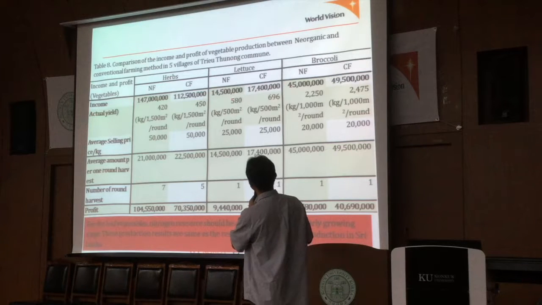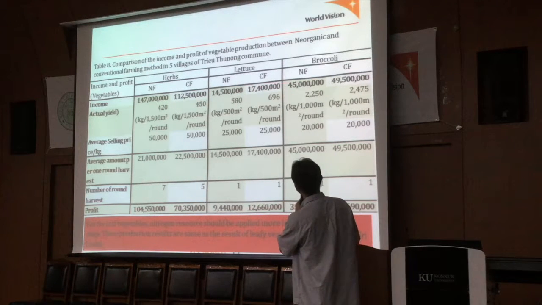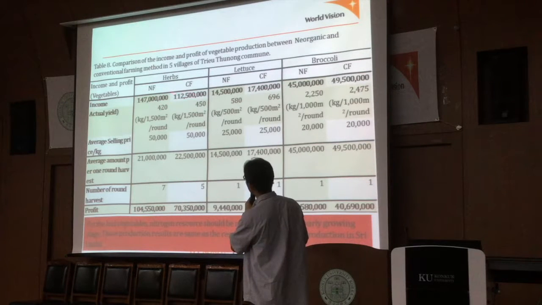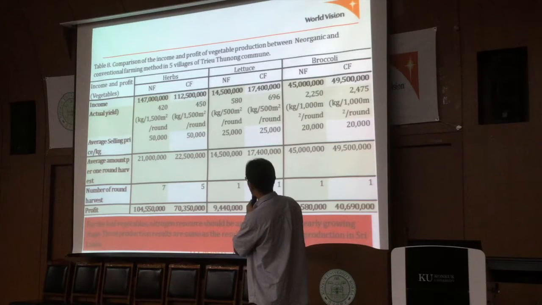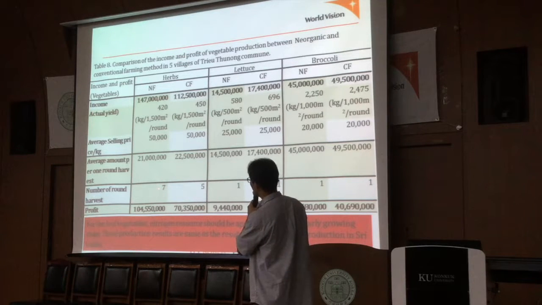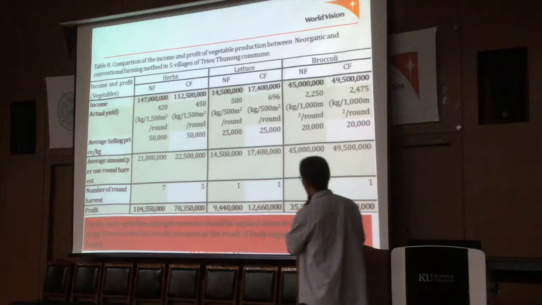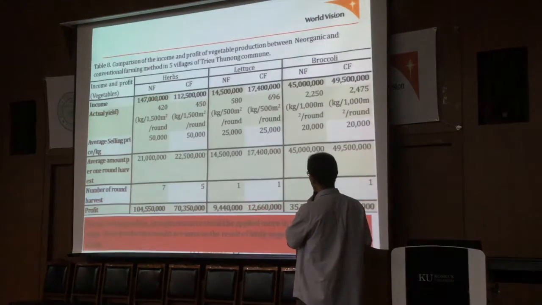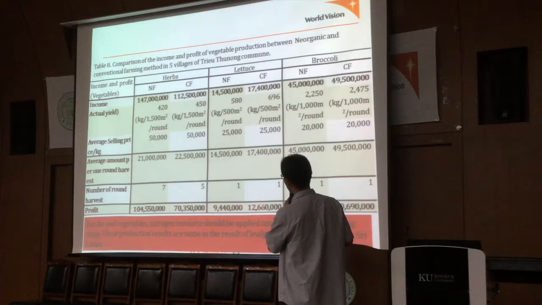In this case, income for the lettuce and the broccoli is lower than the CF, but the herbs' income is higher than the CF, because their number of harvest rounds is larger. The CF finishes in 5 rounds, but the natural product is harvested 7 rounds. So their profit is like this. For herbs they get more profit, but for lettuce and broccoli, sold at the same price, the net profit is lower than the CF.